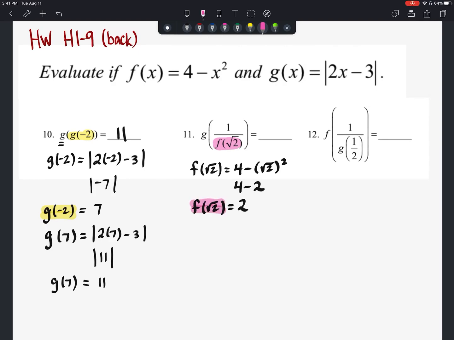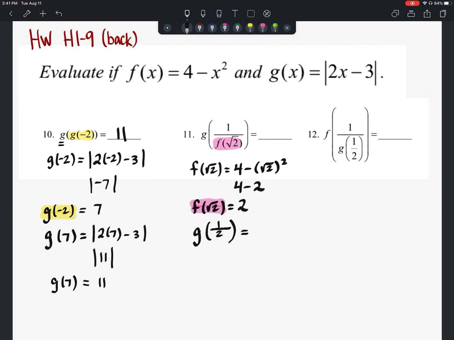And since we now know that the value is 2, we'll substitute 2 in its place. And we're looking at g of 1 over, instead of f of radical 2, it's now just a 2. So it's like g of 1/2.